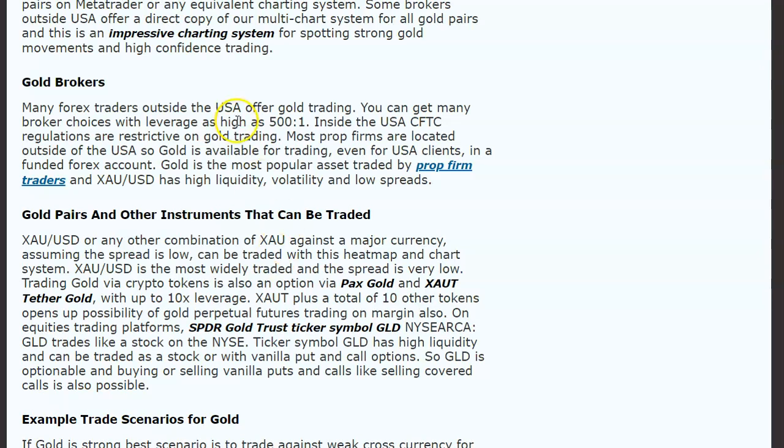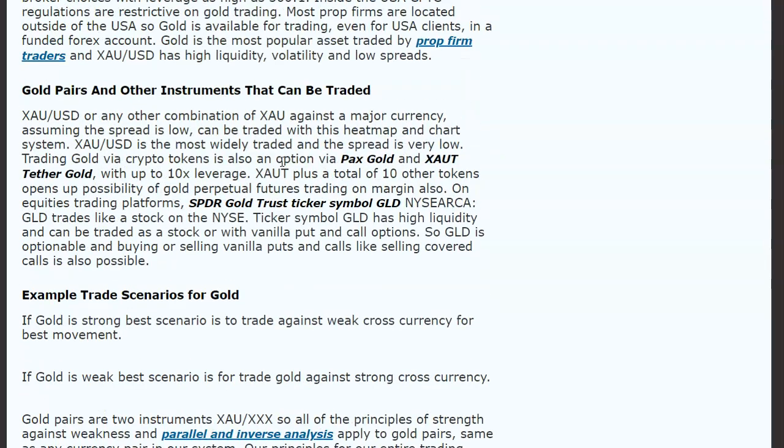If you're outside the United States, you have access to a lot of different gold brokers and leverage as high as 500 to 1. Inside the USA, you're going to have some problems finding a broker, but there are workarounds, a lot of them too. So you can trade gold against the US dollar or any other combination of gold against a major currency as long as the spread is acceptable. But you can also trade gold via crypto.